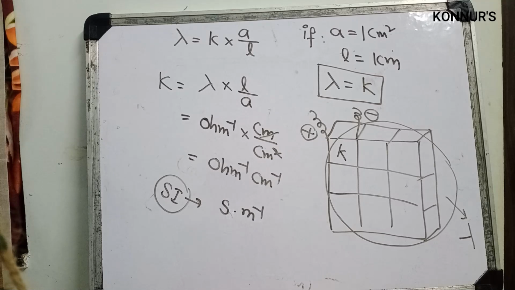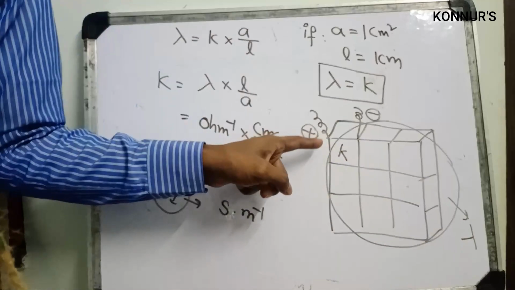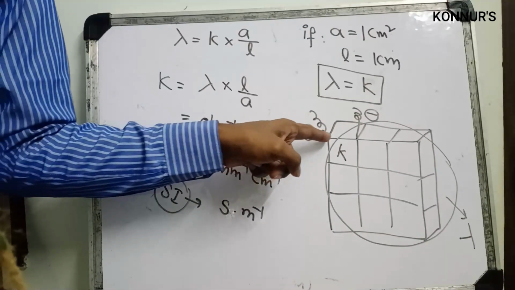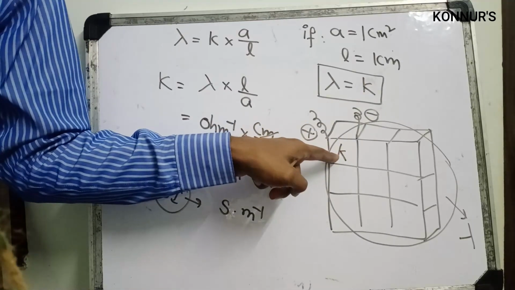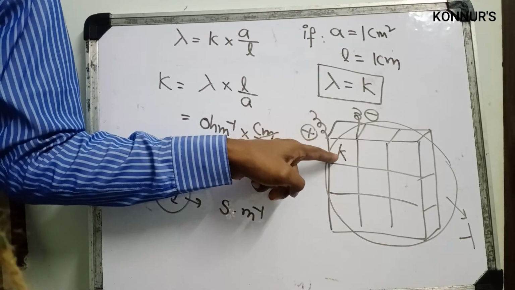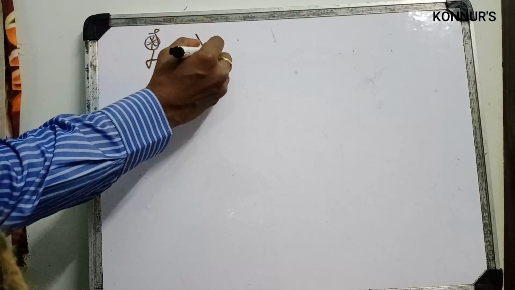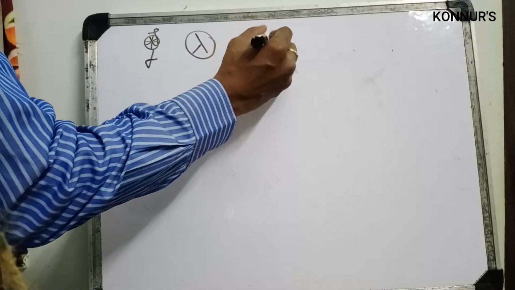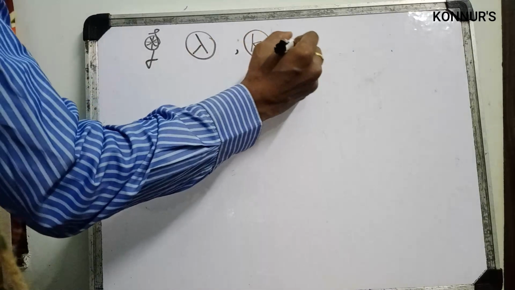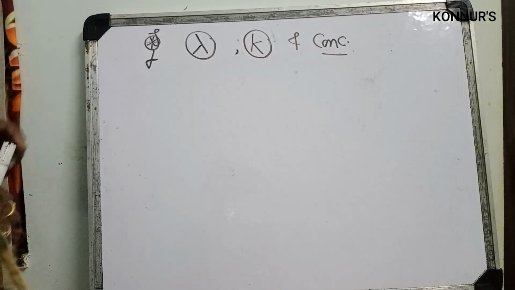What is the original relation between K and lambda? The total conductance of the given solution is lambda. For 1 unit area, that means 1 centimeter L value and 1 centimeter square A value, that much volume conductance is what you call specific conductance, otherwise conductivity. Next, important is the relation between conductance lambda, specific conductance K value, and the concentration of the solution.